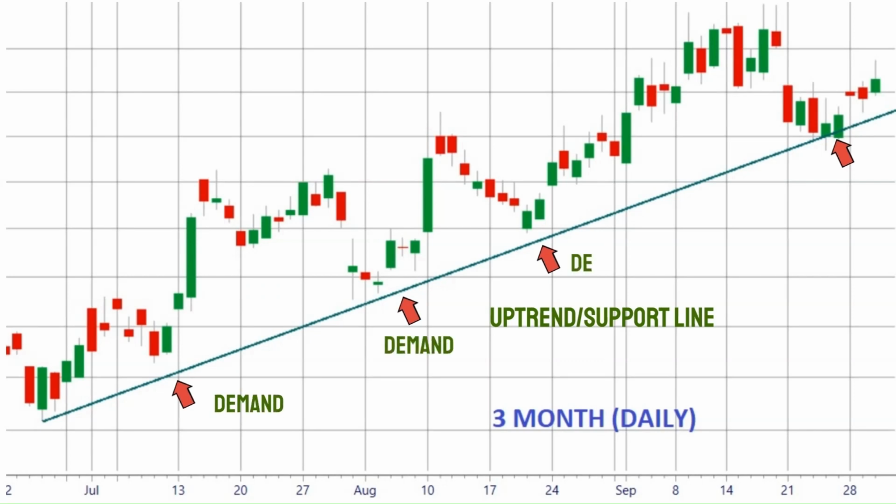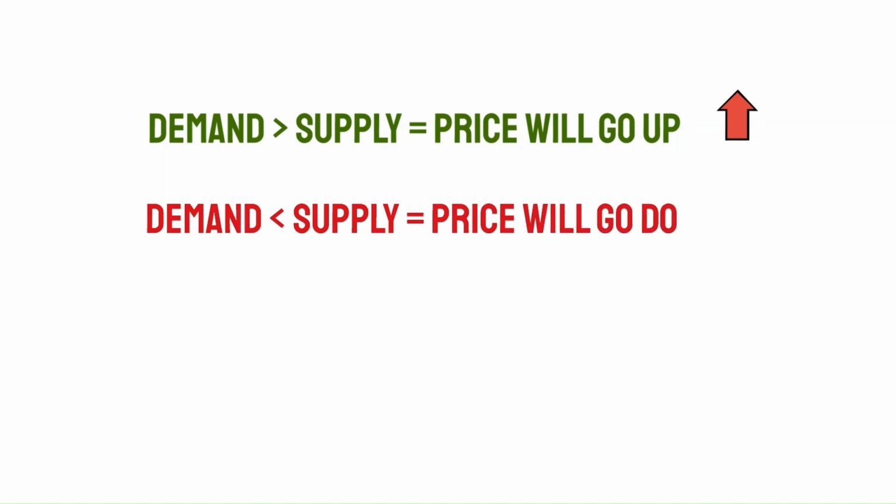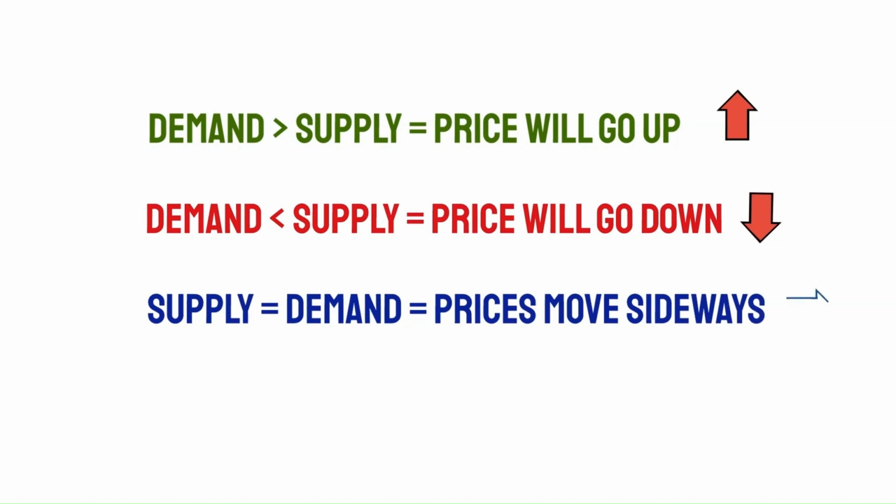Demand is greater than supply in that area. The market is always about supply and demand. When demand is greater than supply, price will go up, that is bullish, bulls and buying. When demand is less than supply, price will go down, that is bearish, bears and selling. When supply and demand are equal, prices move sideways.